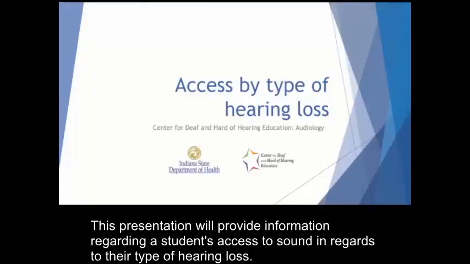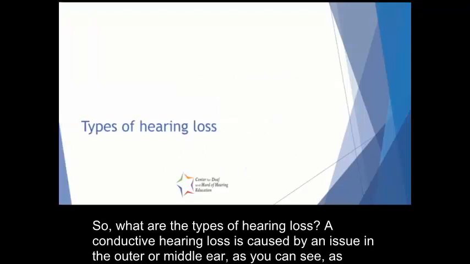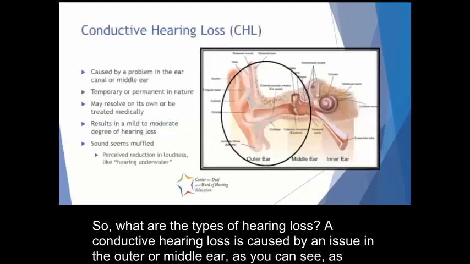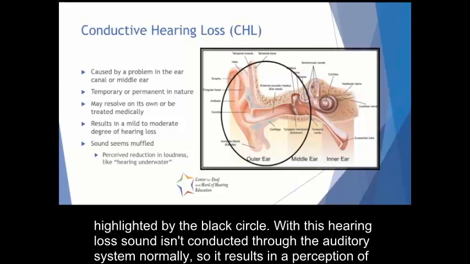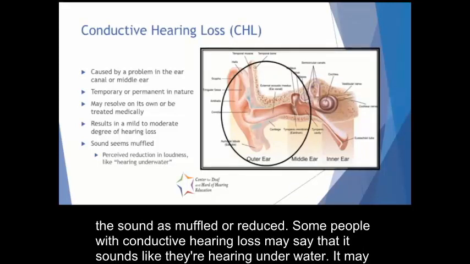This presentation will provide information regarding a student's access to sound in regards to their type of hearing loss. So what are the types of hearing loss? A conductive hearing loss is caused by an issue in the outer or middle ear, as you can see as highlighted by the black circle. With this hearing loss, sound isn't conducted through the auditory system normally, so it results in a perception of the sound as muffled or reduced. Some people with conductive hearing loss may say that it sounds like they're hearing underwater.